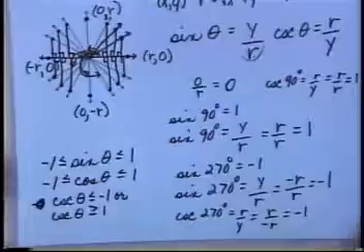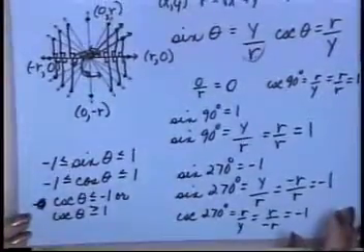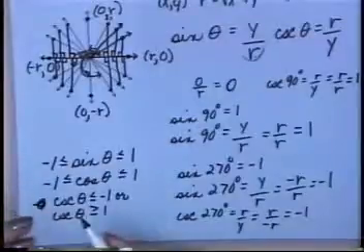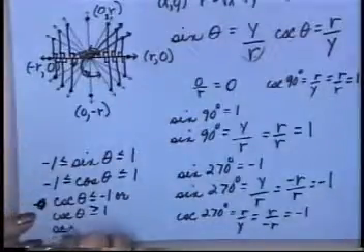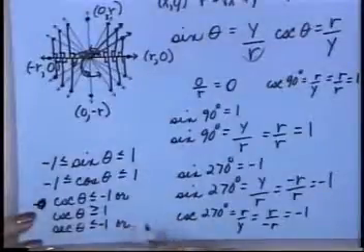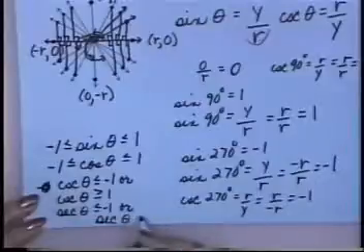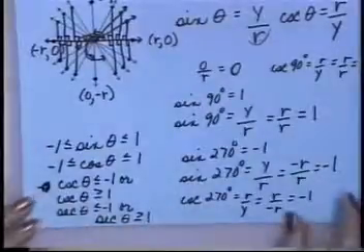We could use the same discussion for the secant, and we would find that the secant of theta is less than or equal to negative 1, or the secant of theta is greater than or equal to 1.